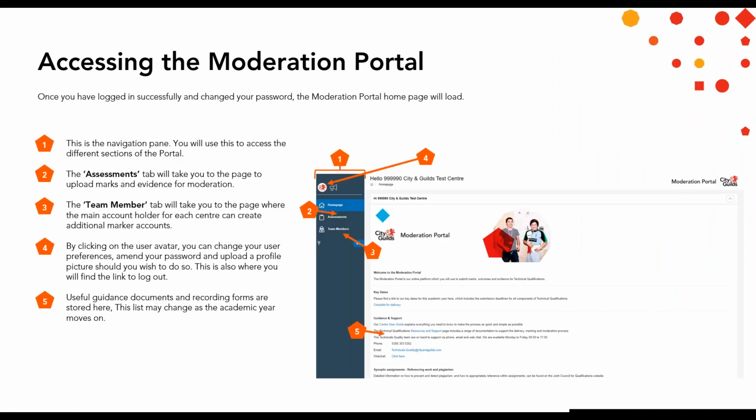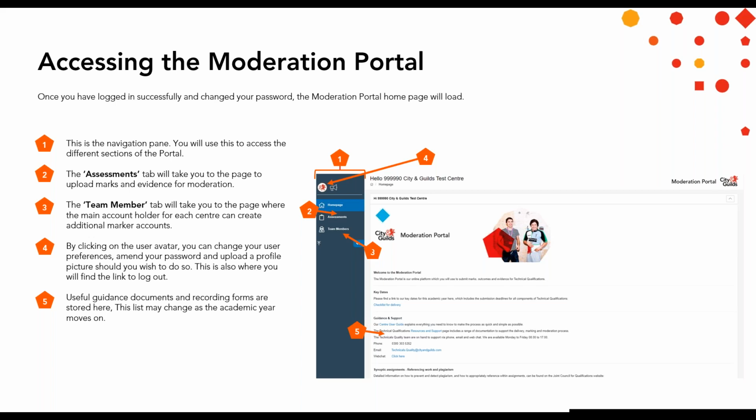Once you've successfully logged in to the moderation portal, the homepage will load, and that's how it looks in the screenshot on the right-hand side. Obviously talking you through a screenshot is more difficult than showing you live, so I'll show this in the demonstration. On the left-hand side you've got the navigation pane, the dark blue section, and that's the area where you access the different sections of the portal. The screenshot I've used here is our test centre for City and Guilds, so you can see that I've logged in as a centre.